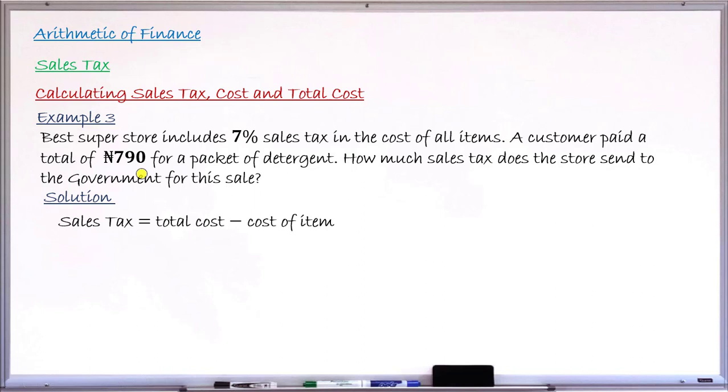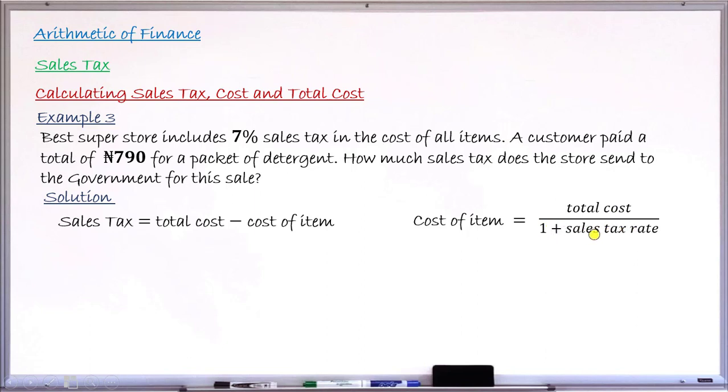So what do we now do? We have to get the cost of the item. Remember, we have written one formula earlier where if you want to find the cost of the item, but what is given is the total cost and the tax rate, you make use of this simple formula. Remember it: cost of the item equals total cost divided by 1 plus the sales tax.